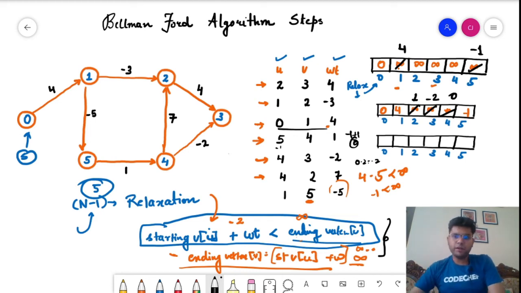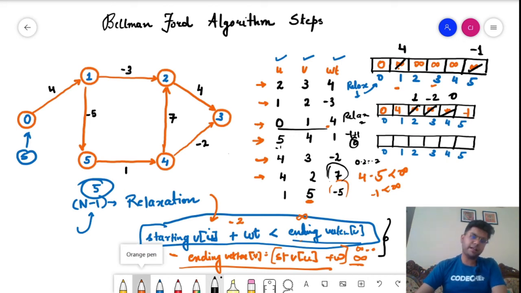Now let us look at 4 and 2. What is the weight of 4? That is 0 plus the weight associated with this edge, which is 7. So 0 plus 7, is it less than the weight of 2? No, the weight of 2 is already less, that is 1, so we'll not update it. 1 and 5: 4 and minus 5 is minus 1. It is already minus 1, so it is already updated. So in relaxation 2, we have updated 3 vertices, with 1, minus 2 and 0. We'll copy the same thing into the next part of the relaxation.